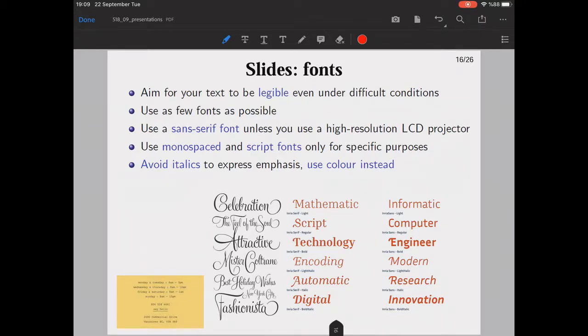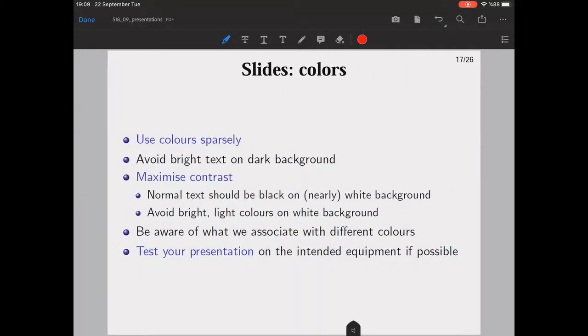Use as few fonts as possible, preferably only one. Use a sans serif font unless you use a high resolution LCD projector, so it would be more practical. Use monospaced and script fonts only for specific purposes. They can cause trouble. And avoid italics to express emphasis. Use color instead. As you see, it's better to use color for emphasis, or make it a bit larger, or make it bold maybe, but italics is not a good idea.